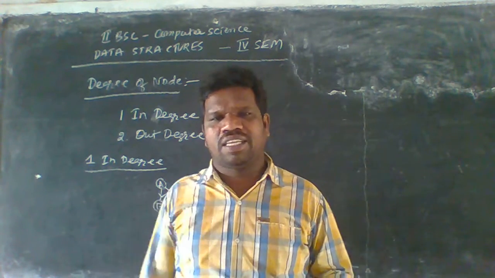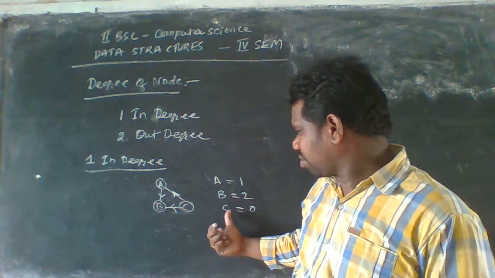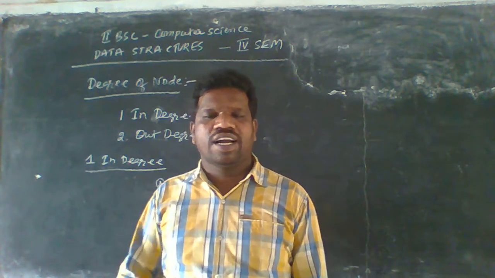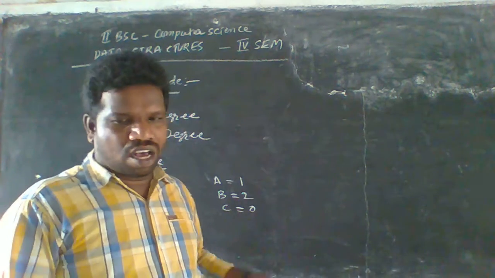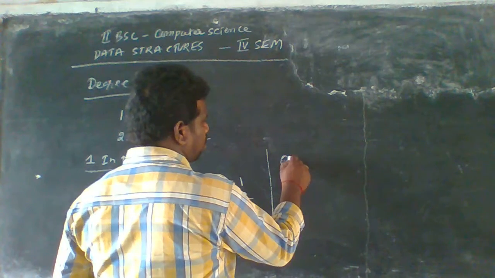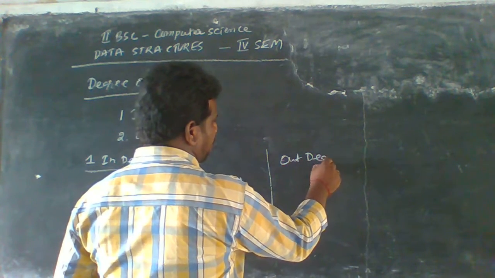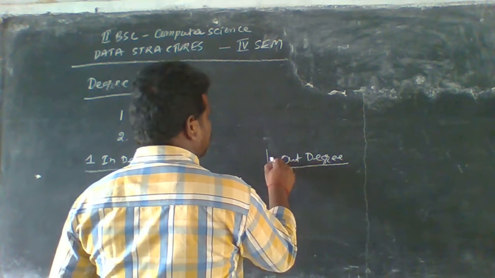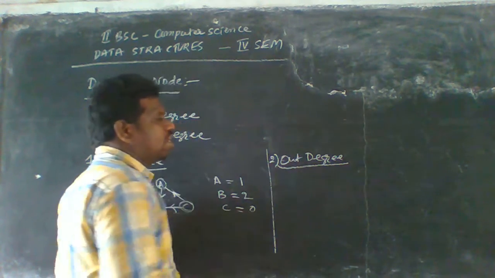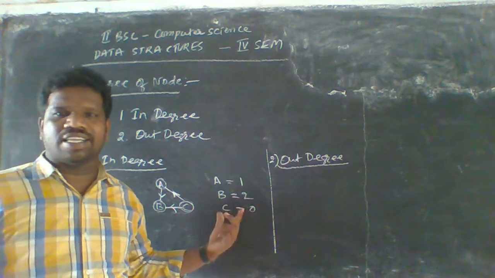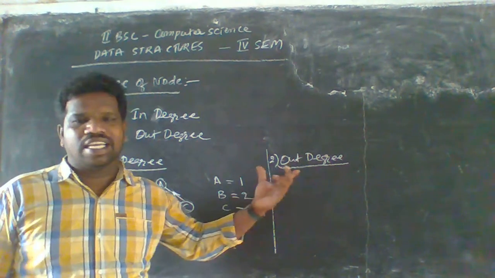So this is what we call in degrees, and there is another one called out degree. So what is the out degree? This is the second type of degree. The out degree is the opposite of the in degree.